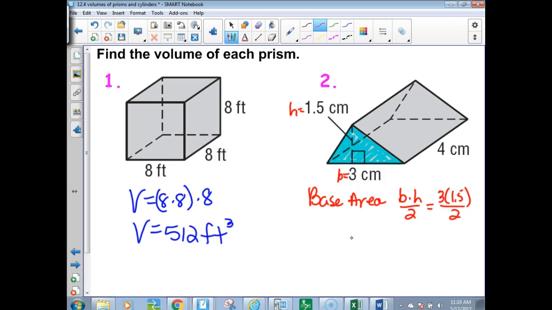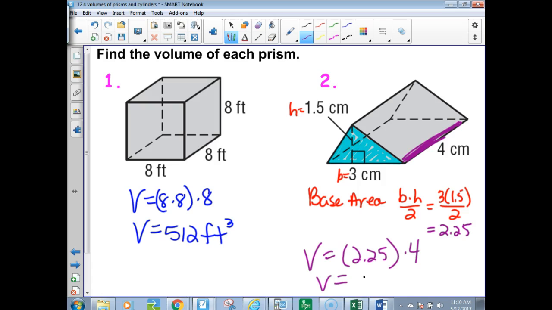We're not using it yet. No, I'm doing the base area first. And then we'll multiply by the length between the bases, which is the 4. Okay? Guess I should have done that in a different color. Anyway, what is 3 times 1.5 divided by 2? Yep, so let's not round that off, okay? That's 2.25. And now we'll do volume is 2.25 times the height, which is the distance between the bases, and that's 4. 2.25 times 4 would be 9 cubic centimeters.